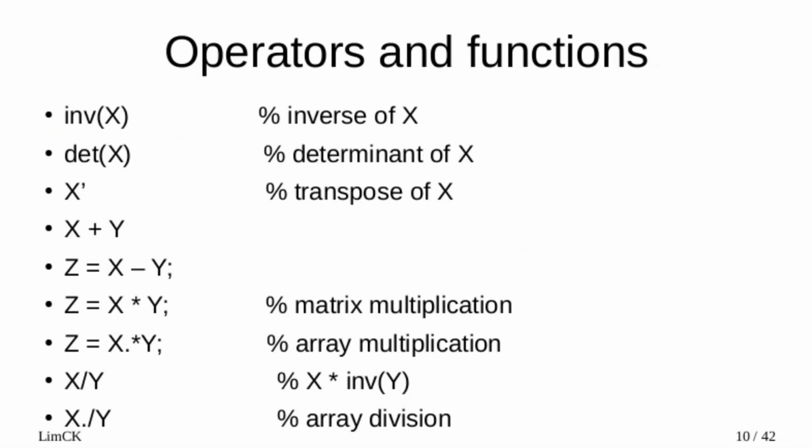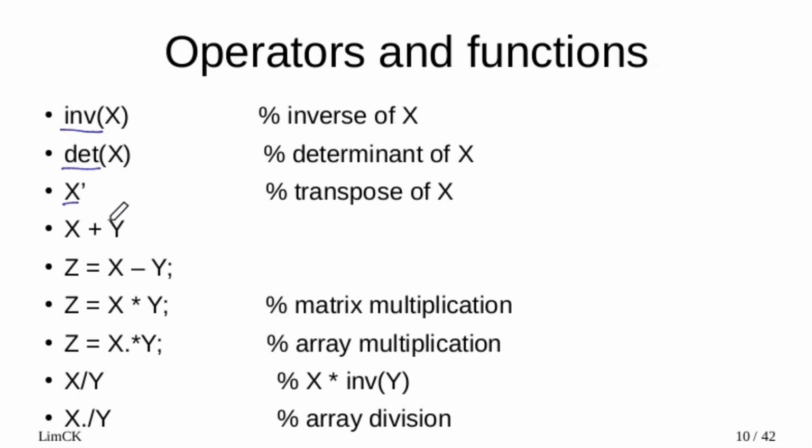There are some operators or functions related to matrix. For example, this one is a function for us to find the inverse of a matrix. This one is a function for us to find the determinant of a matrix. Just one line you can find the inverse or the determinant. This one, just a prime, means we find the transpose of a matrix S.